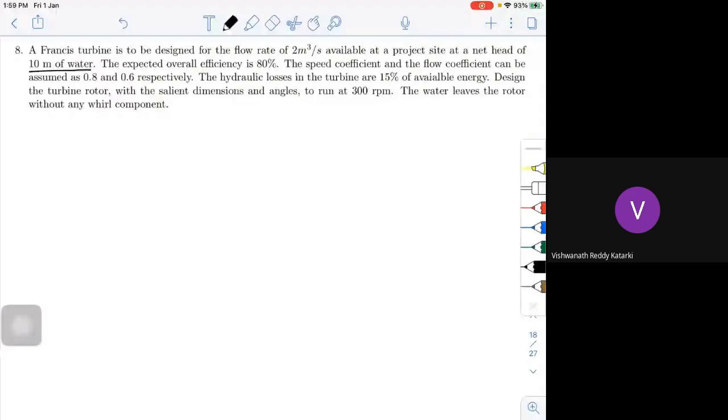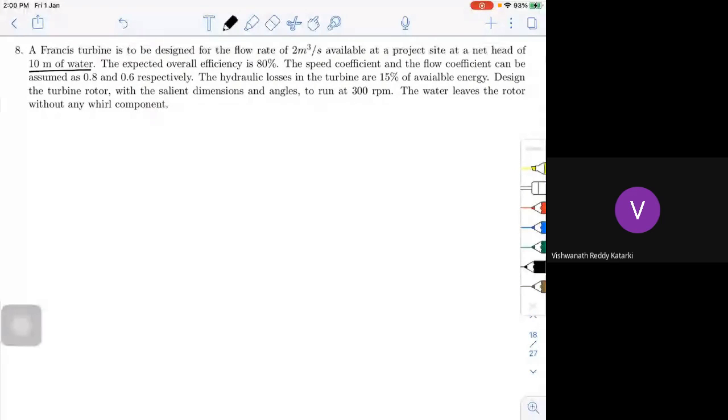The speed coefficient and flow coefficient are given as around 0.8 and 0.6, depending upon some design data. The hydraulic losses in the turbine are 15% of the available energy. What do you mean by it? The hydraulic efficiency is 1 minus 0.15, that is 85%. That's the meaning of it. Okay. Design the turbine rotor with salient dimensions and angles to run at 300 RPM. Okay. The water leaves the rotor without any whirl component.